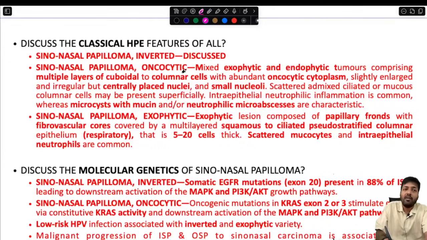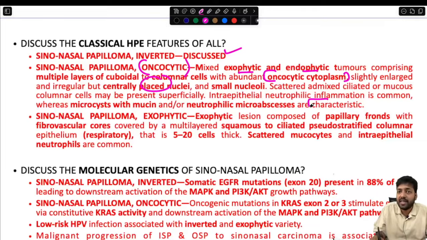For the sinonasal papilloma inverted variety, we have already discussed. The oncocytic variety shows a mixed exophytic and endophytic tumor growth, comprising multiple layers of cuboidal to columnar cells with abundant oncocytic cytoplasm, with slightly enlarged and irregular but centrally placed nuclei and small nucleoli. Scattered admixed ciliated or mucous columnar cells may be present superficially. Intraepithelial neutrophilic inflammation is common, whereas microcysts with mucin and/or neutrophilic microabscesses are characteristic.